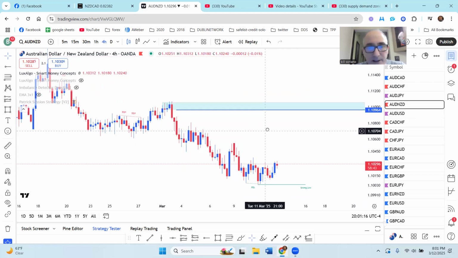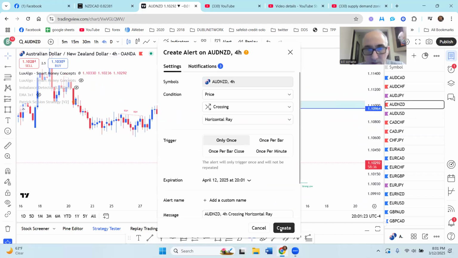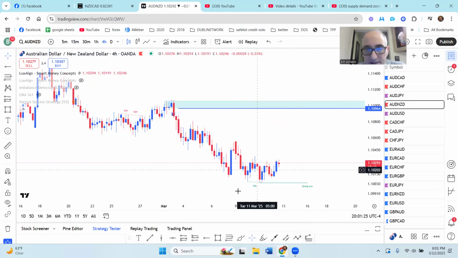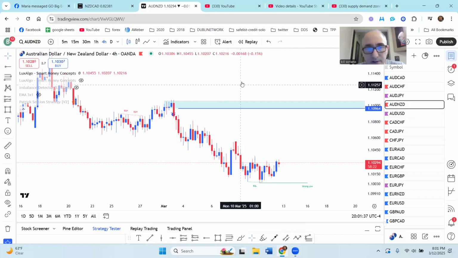AUDNZD is currently bearish here, and we're waiting for price to move back to this area here. We don't have an alert set there. We're going to put an alert there so that when price hits there, now this area here, this price action is efficient right here. So there's no imbalances. There's no imbalances here. So we have to wait. We're going to wait for price to come all the way up to this area right here.